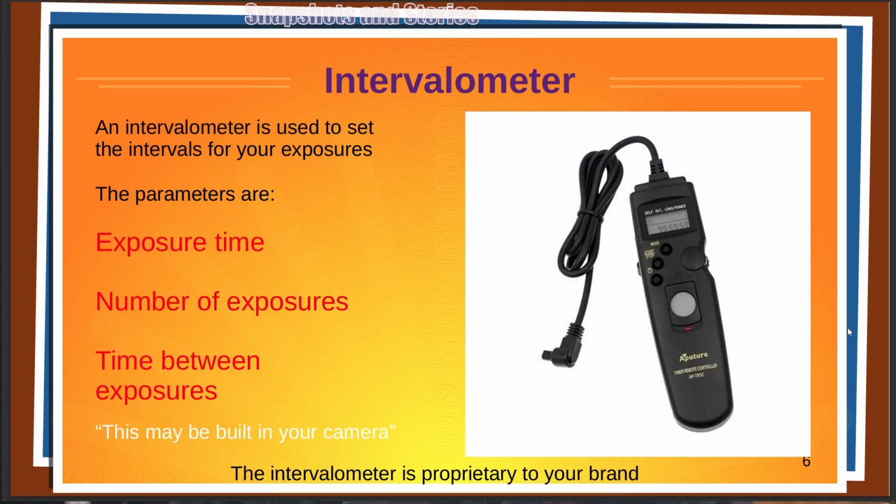I keep going the wrong way. There we go. So here's an intervalometer. What is an intervalometer? It's just basically an interval timekeeper for your photos. An intervalometer is used to set the intervals of your exposures. And the parameters that we deal with for star trails are exposure time, how long do we want to expose those photos, the number of exposures, how many we want to take, and the time between exposures. By the way, you may have this intervalometer already built in to your camera. If you do, that is absolutely wonderful.